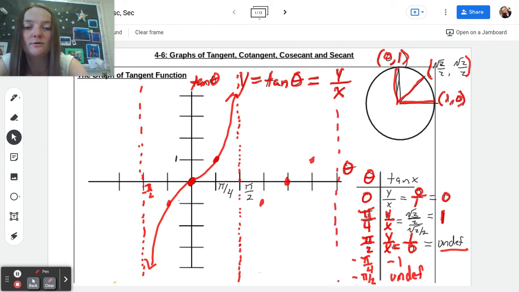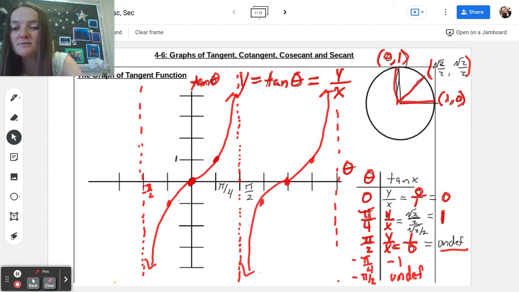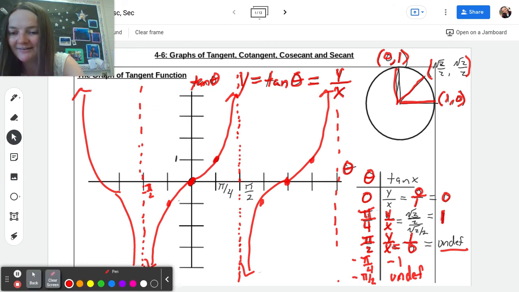If we continue the pattern, we'd see the exact same graph to the left, and we'd see the exact same graph to the right. Oops, that's not the exact same graph. I don't know how to clear that. All I know how to do is cover it up in white. Okay, all right, don't look at that one.